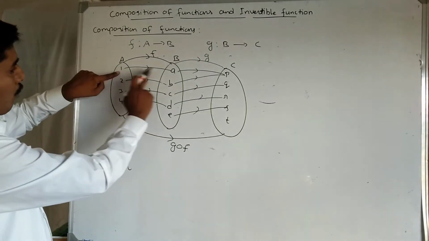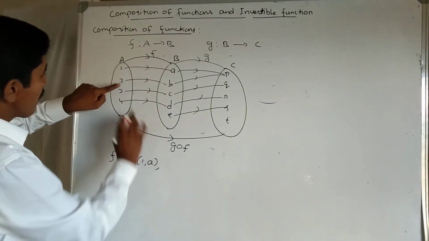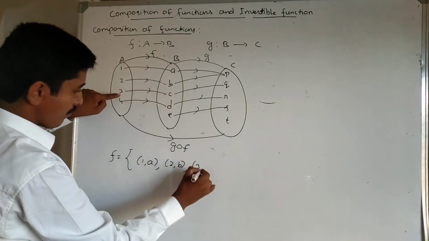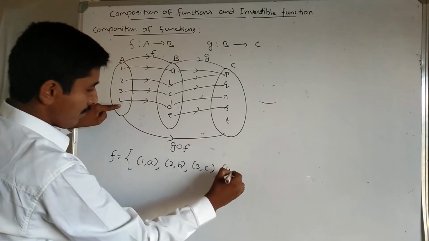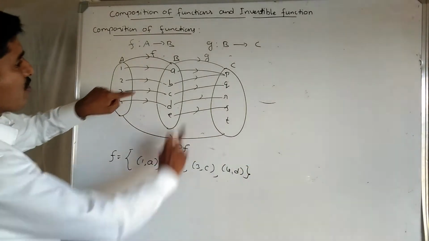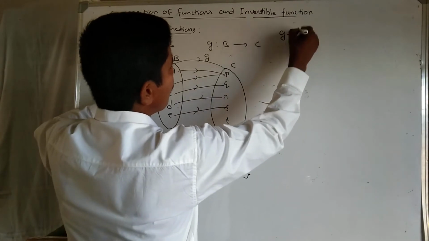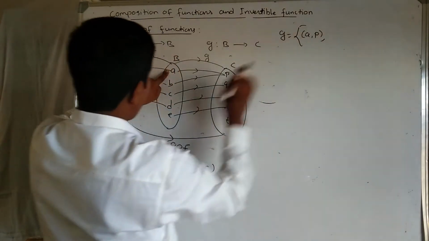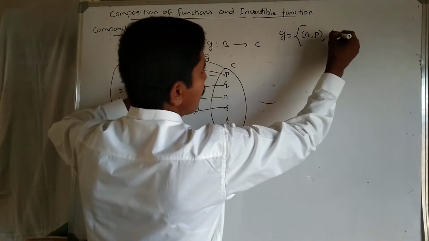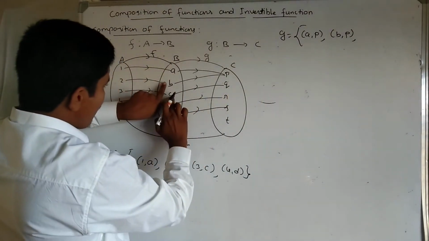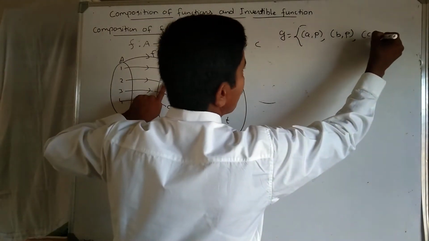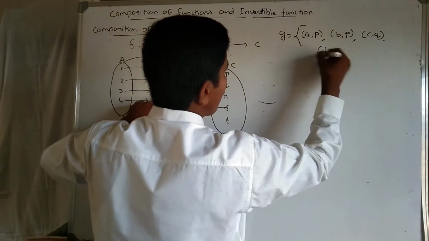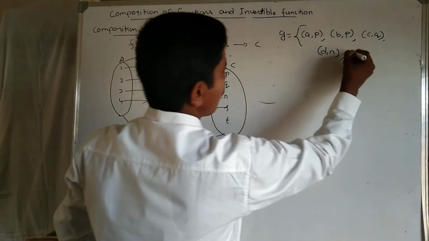Here F equals {(1, A), (2, B), (3, C), (4, D)}. And next the G function: G equals {(A, P), (B, P), (C, Q), (D, R), (E, S)}.